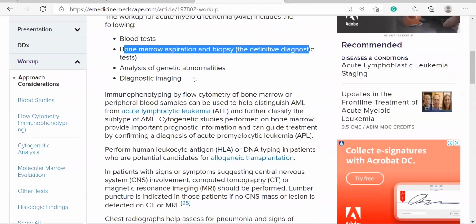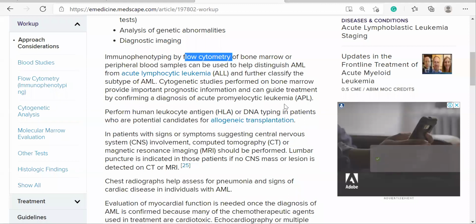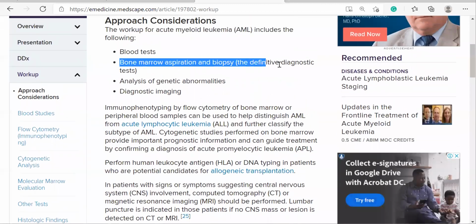So sometimes you also do flow cytometry to distinguish between AML and ALL, and more importantly, to know the prognosis. To go for definitive management of this patient, you will need a flow cytometry. But if sometimes they ask what is the most definitive investigation in AML, it will be bone marrow aspiration and biopsy. Okay, so you guys are all right.